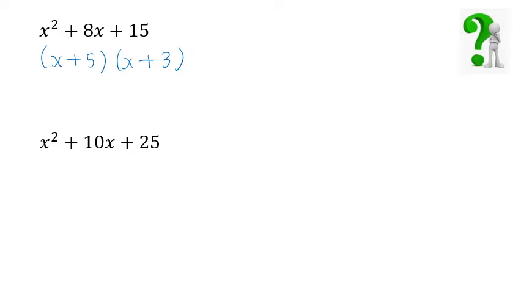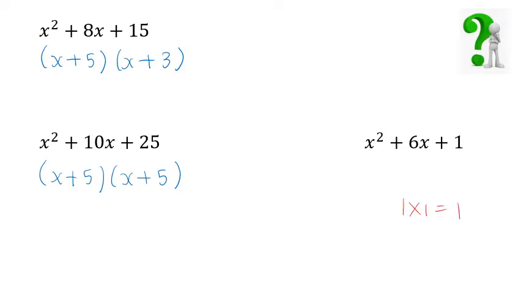Factorising this next expression is the same process. We're thinking of two numbers that multiply to 25 and add to give 10. So x plus 5 and x plus 5. This last expression here, if I tried the same process, I'm thinking of two numbers that multiplied to give 1. So 1 times 1 equals 1. That's the only thing that can multiply to give 1. But 1 plus 1 does not equal 6. So for this expression, we're going to need to factorise by completing the square.